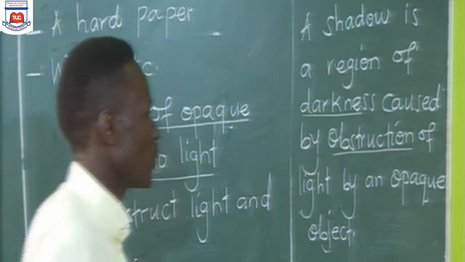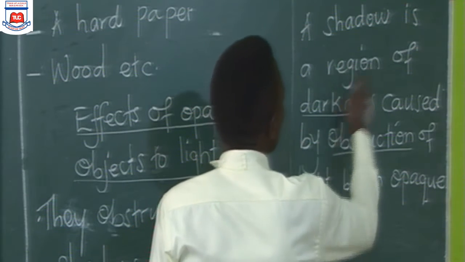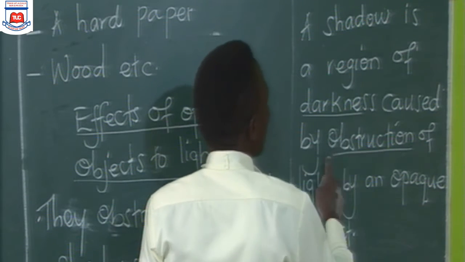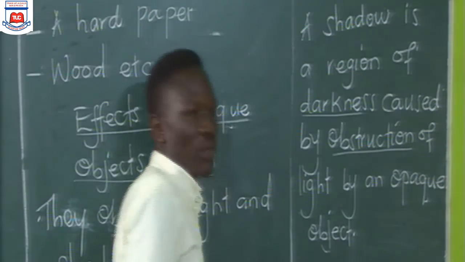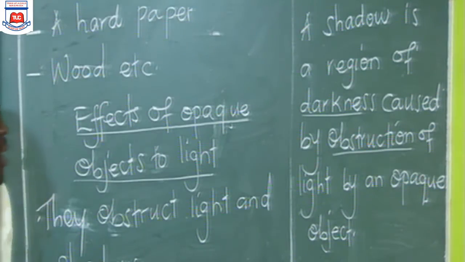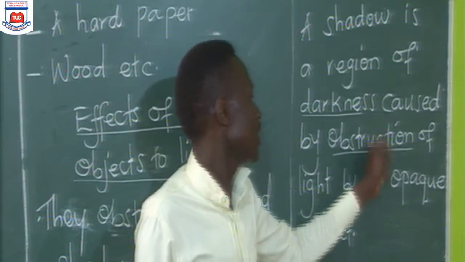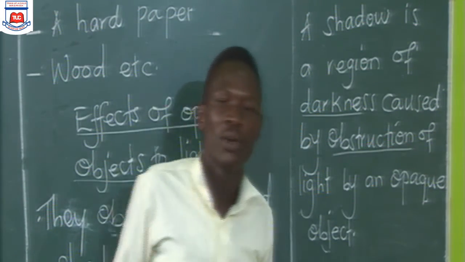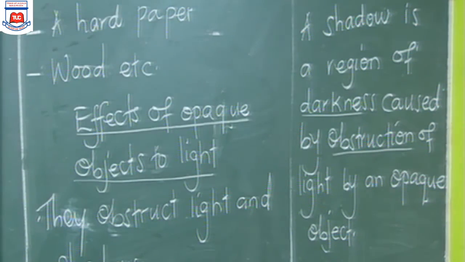I want to repeat this one more time. A shadow is a region of darkness caused by obstruction of light by an opaque object. So a question may come in an exam: what causes a shadow, or how is a shadow formed? A shadow is formed when light is being obstructed by an opaque object. As simple as that. So let's continue and look at other things.